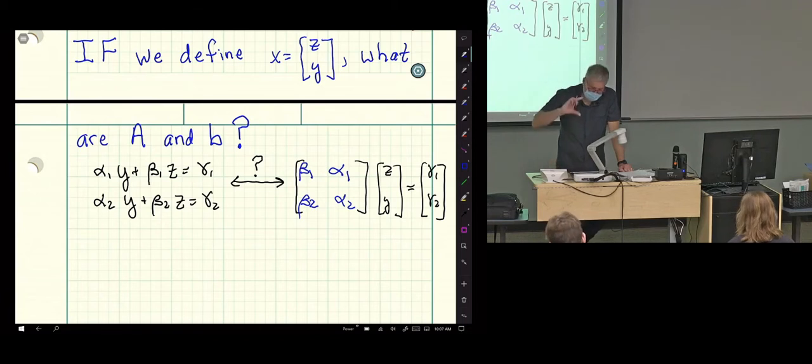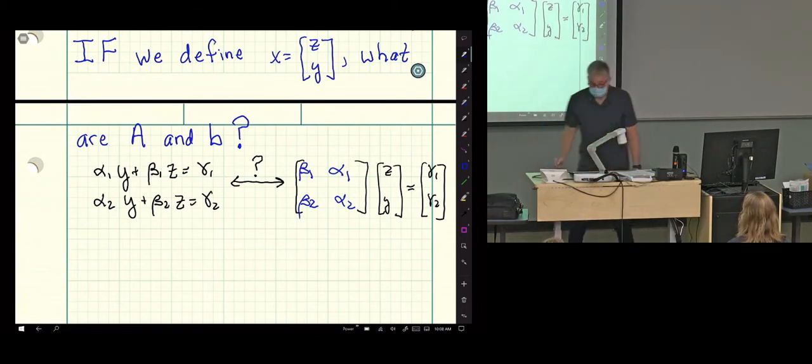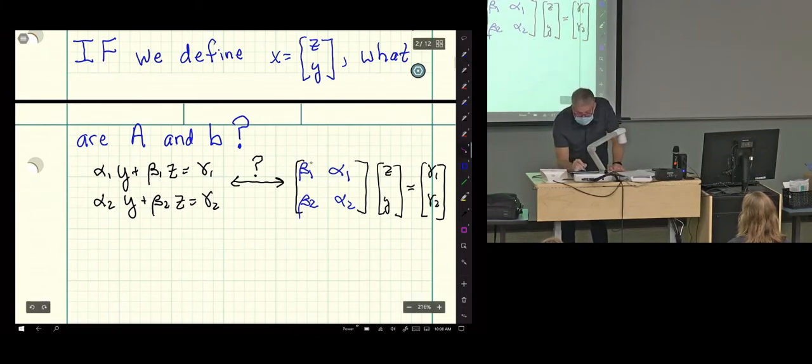Okay, so if you change x, you change the matrix. It's the same equations, because this still means beta 1 times z plus alpha 1 times y. That's what that means. Beta 1 times z plus alpha 1 times y.